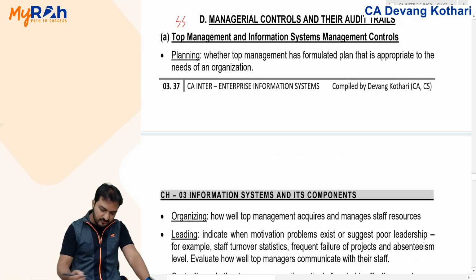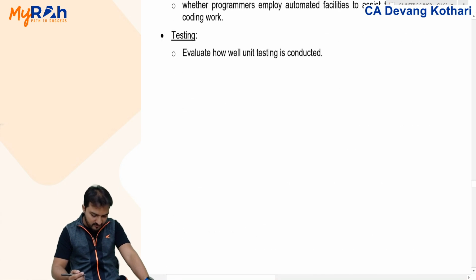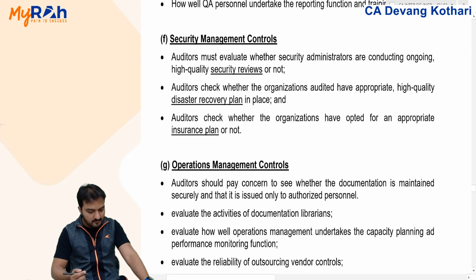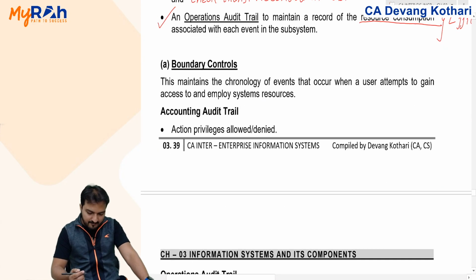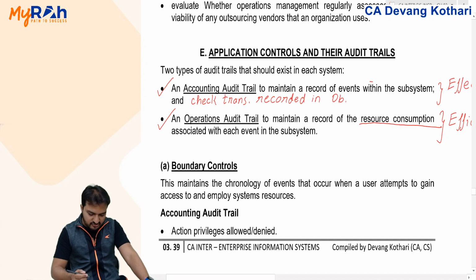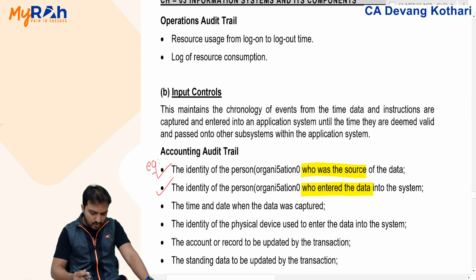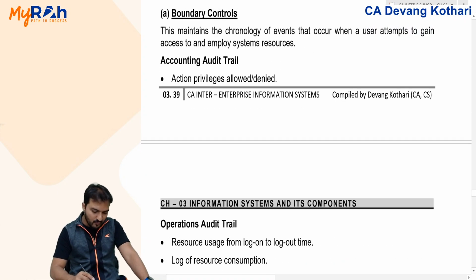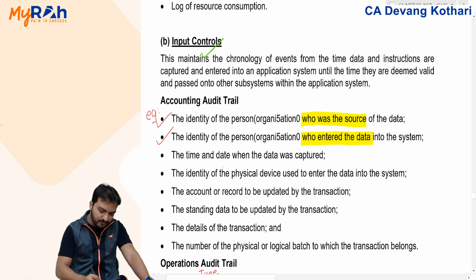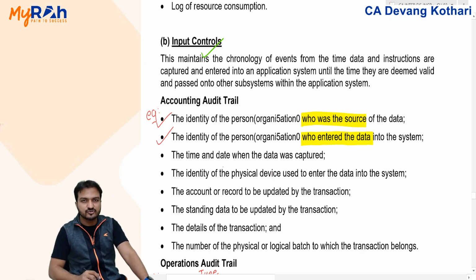Then managerial controls and their audit trail, that you can read, almost a repetition of my previous discussion, and application controls and their audit trail is also repetition. Under this you are given various examples of what all things the auditor should check while doing boundary controls, input controls and all. It's a long list of things. You don't need to memorize each of those points, you just give it one reading and you can create your own points.